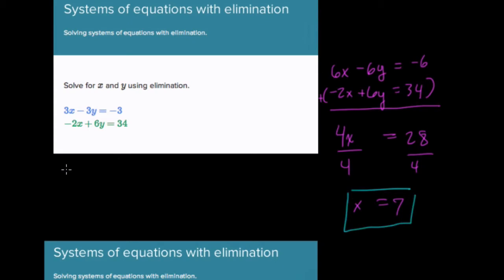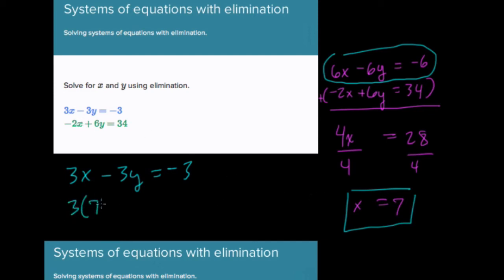I can plug this into either equation. I'll choose the first, 3x minus 3y equals negative 3. Of course, we can also plug that in to the scaled up version, or the other equation, and we'll get the right answer for y. Our input's x, so 3x, or 3 times 7, minus 3y equals negative 3. 3 times 7 is 21, minus 3y equals negative 3. So I'll finish solving that right here.